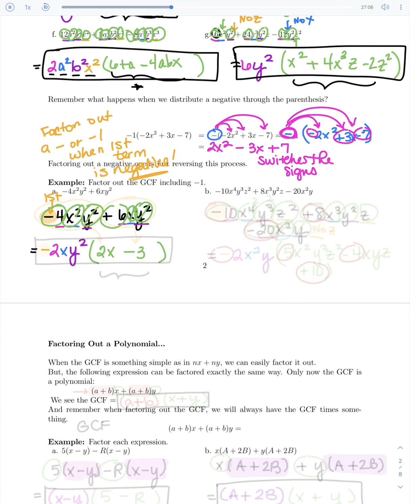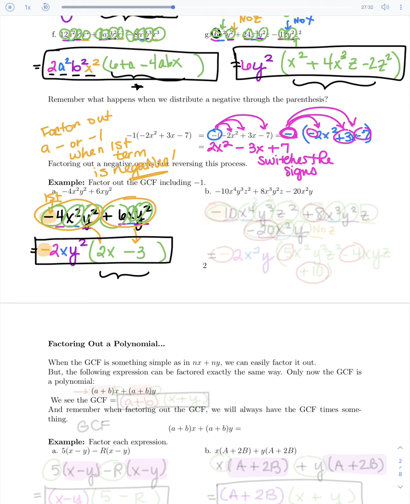So, what do we notice? Factoring out this negative switches the signs. The first term that was negative became positive. The second term that was positive became negative. That's exactly what we expect. Notice our leftovers don't have anything in common, so I did get my greatest common factor, and I am done.